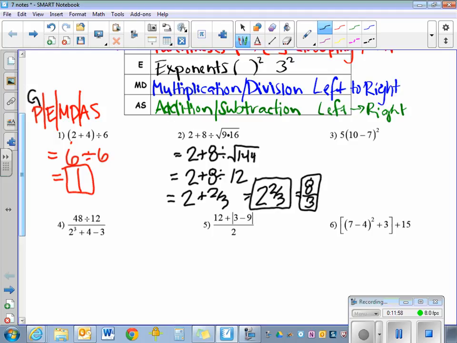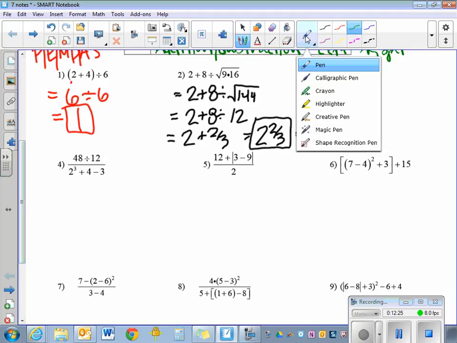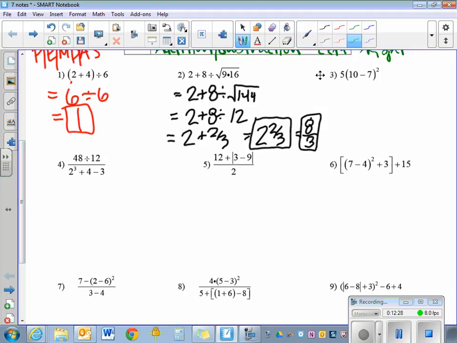Okay, let's take a look at number 5. Number 5, we have now absolute value, and we have that fraction bar. Alright, so again, when we have that fraction bar, we need to simplify the top and simplify the bottom. The bottom's already pretty simplified, right? It's just 2 down there. Nothing more we can do with that. But we do need to simplify the top. So, with number 5, we have 12 plus the absolute value of 3 minus 9. Mitchell, what's going to be the first thing I do to that numerator? What number? 2? Number 5. Number 5? Mm-hmm.